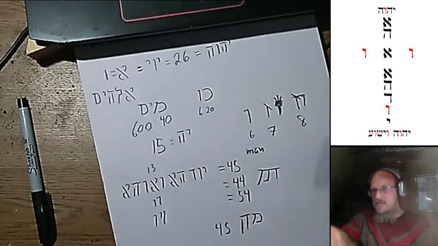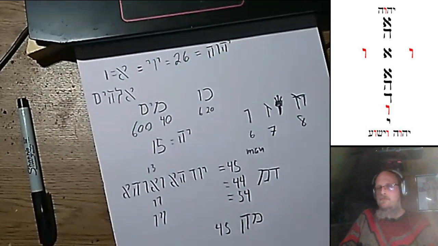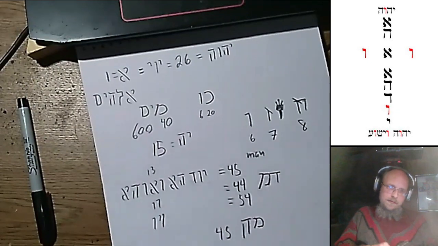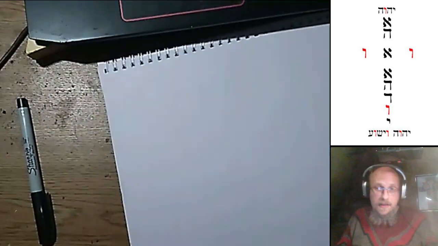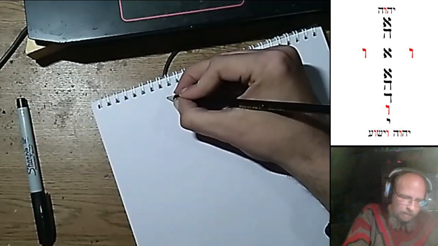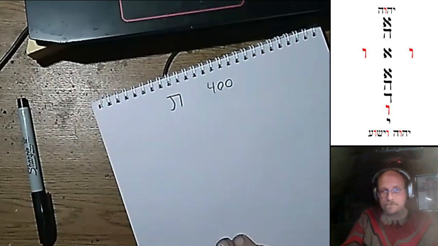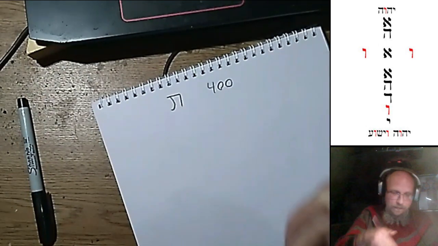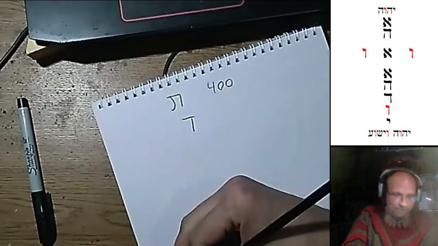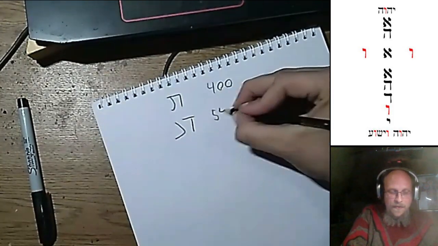Now, is this consistent with other things in the Hebrew alphabet? You know, maybe besides this. Maybe this is just here by mistake. Is there anything else? Well, we can consider the last letter in the Hebrew alphabet. The letter Tav. It has a value of 400. And it's comprised of 2 other letters. A letter Dalet and a letter Nun, which together have the value of 54.